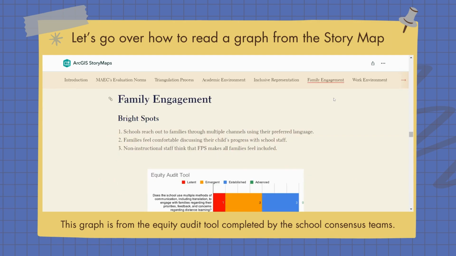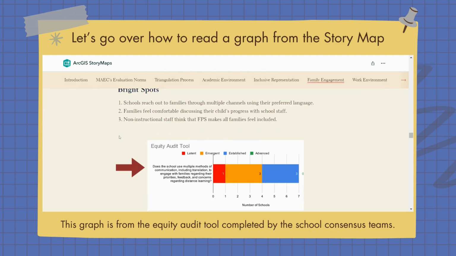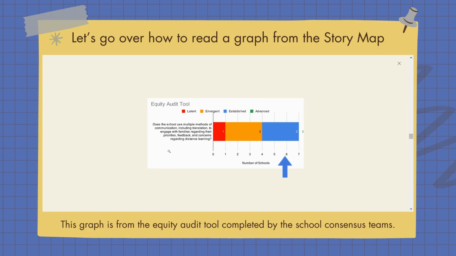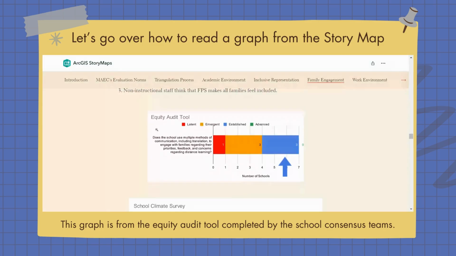The question answered by the school consensus teams is on the left side, and the bar shows how many schools rated themselves at different levels from latent in red to advanced in green. The blue part of the bar shows 3 schools rated themselves as established because they have a clear process in place for engaging families through multiple methods of communication.